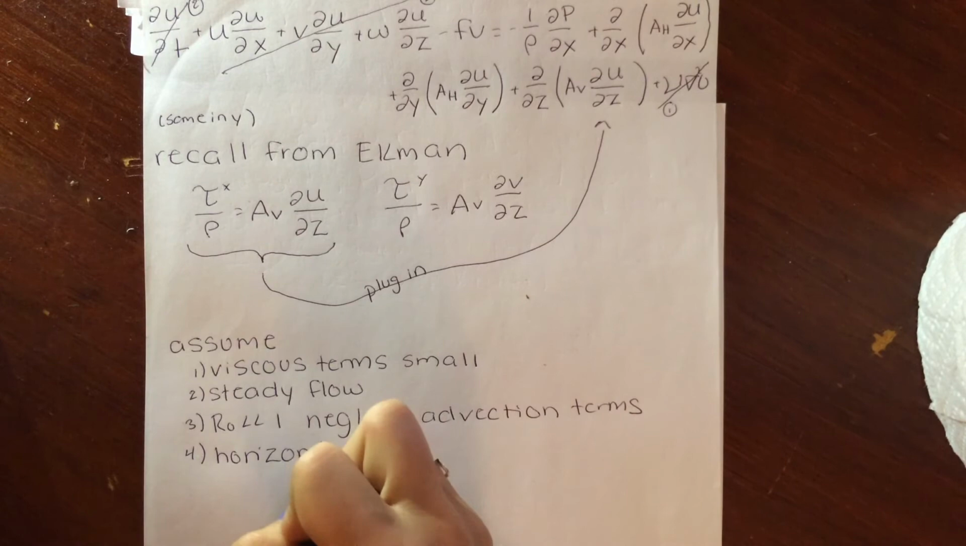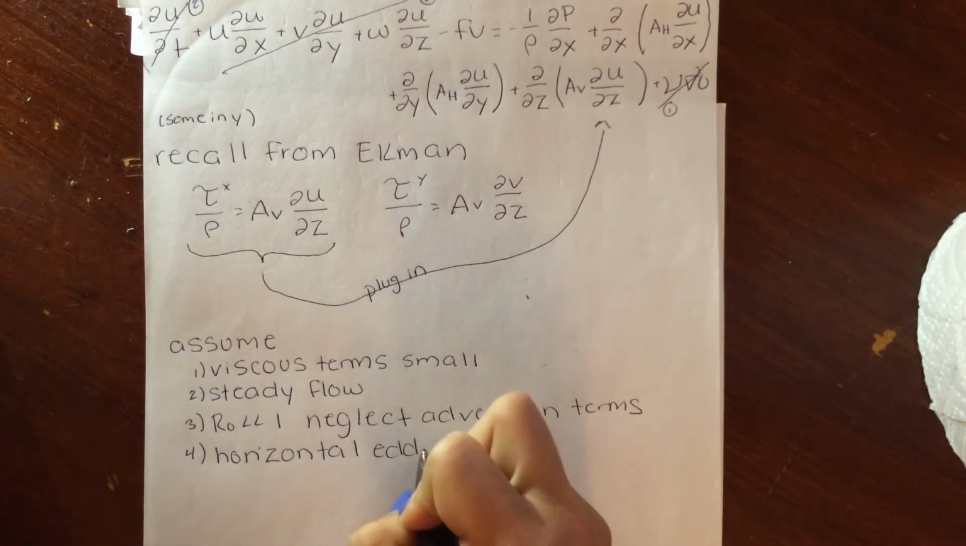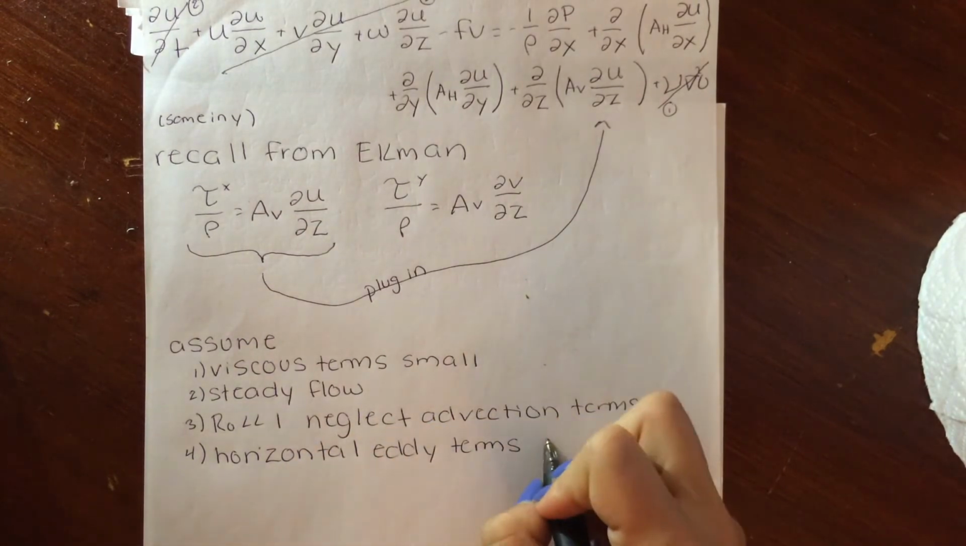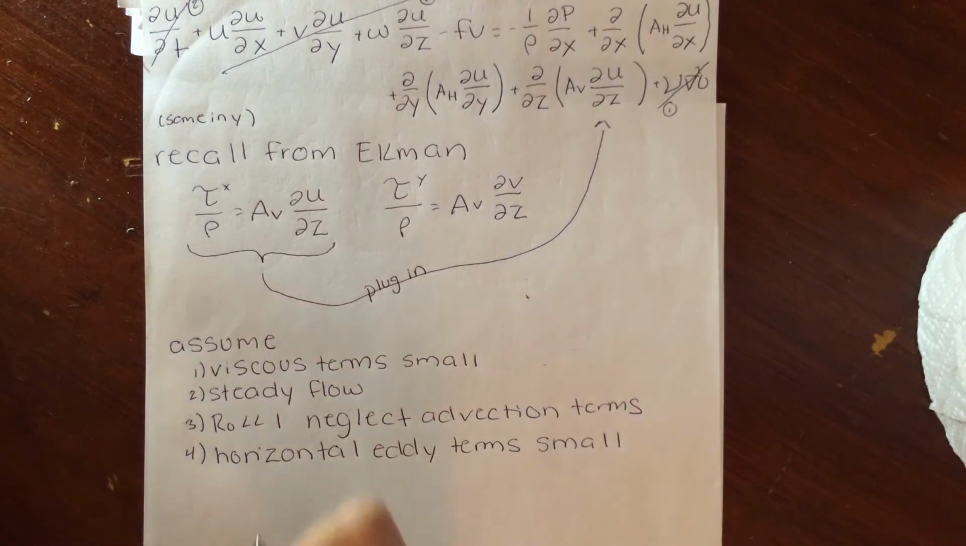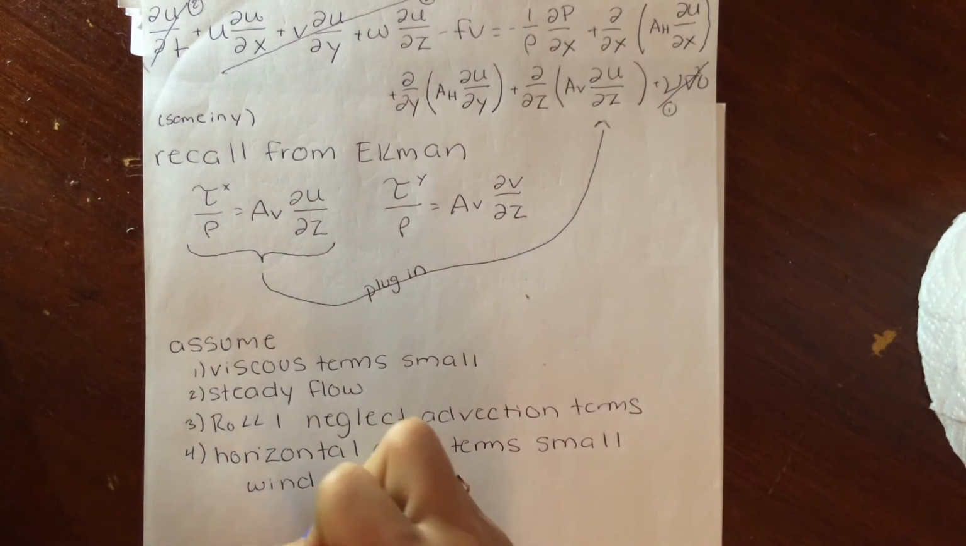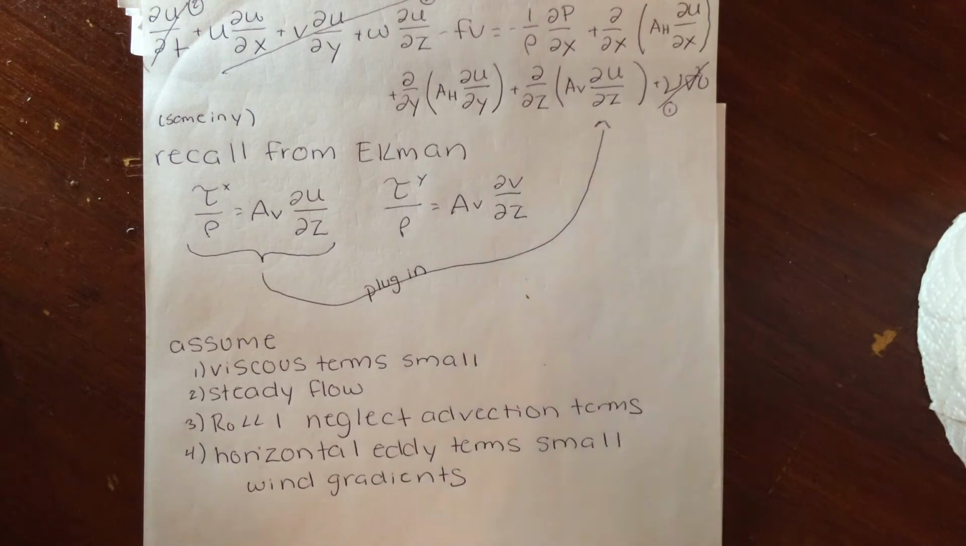We'll also assume our horizontal eddy terms are small compared to our wind gradients, seeing as the large-scale wind gradients that we're looking at tend to vary on scales of around 3,000 kilometers versus eddies on scales of around 100 kilometers. Excuse me.